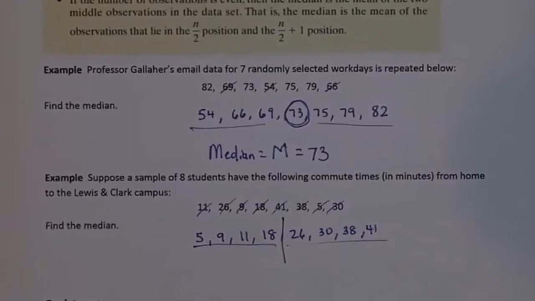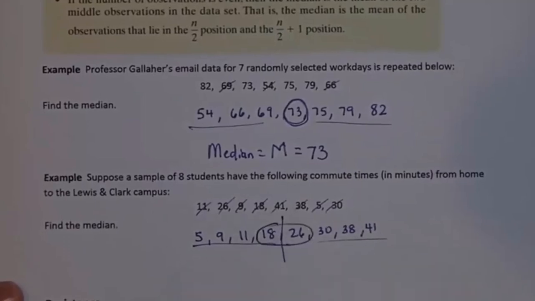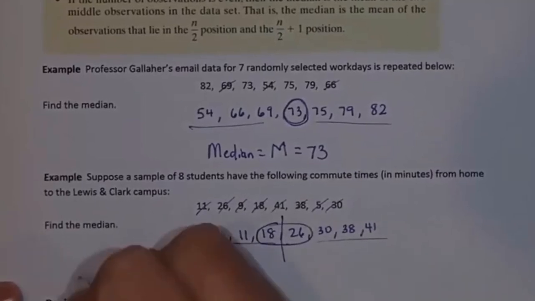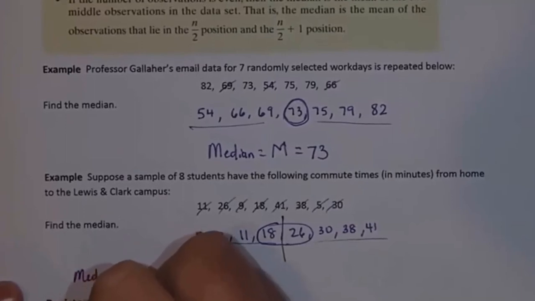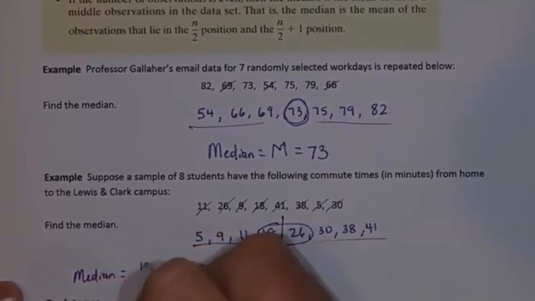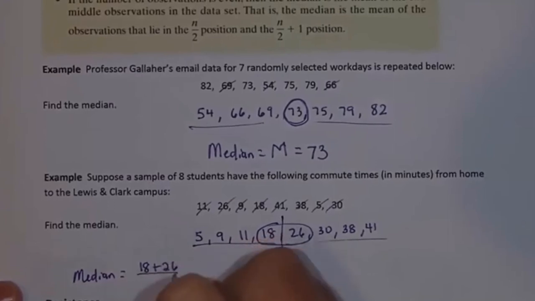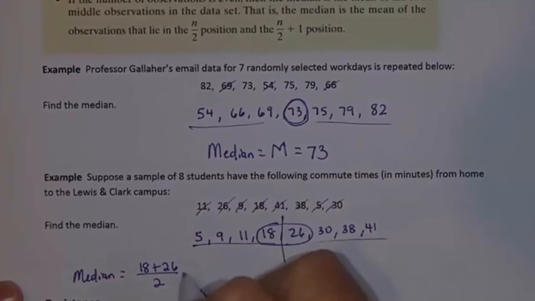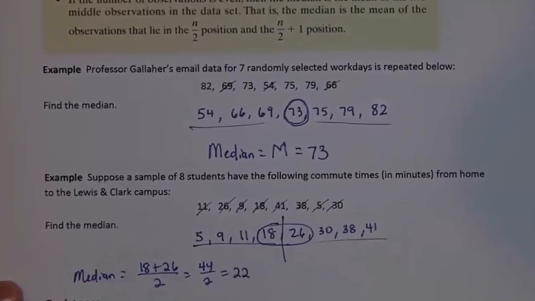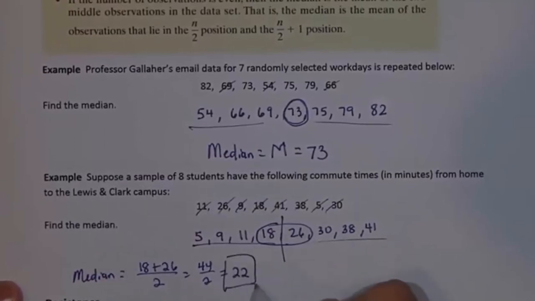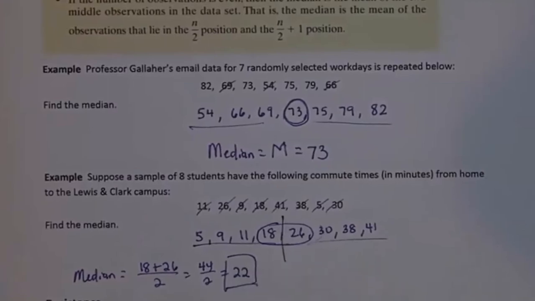So if we have an even number of data values, the way we calculate the median is we average the 2 middle values. So my median in this case is going to be the average of 18 and 26. So if I take 18 plus 26, that's 44. And 44 divided by 2 would be 22. So the median would be 22 for this set of data. Okay, we again just, when we have an even number of data, we average the 2 values in the middle.